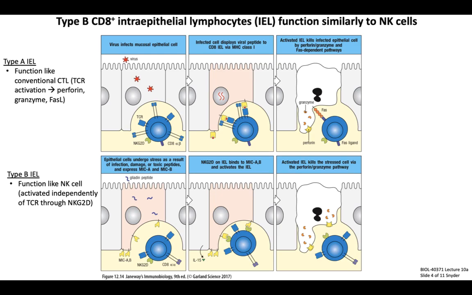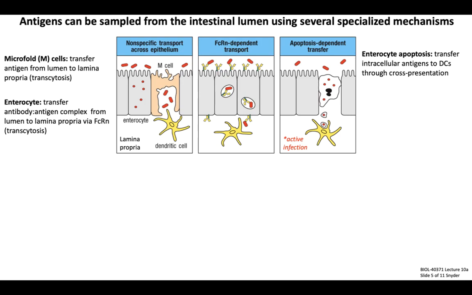Both categories of IELs therefore help kill epithelial cells that are likely infected by viruses, either through the presentation of cognate peptide on MHC class I, which is the case for activating type A IELs, or through the detection of stress-induced self to activate type B IELs. These types of immediate cytotoxic responses are important for things like viral infections that are initiated in the gut, because they help control the infection early on before it can disseminate to other sites throughout the body.